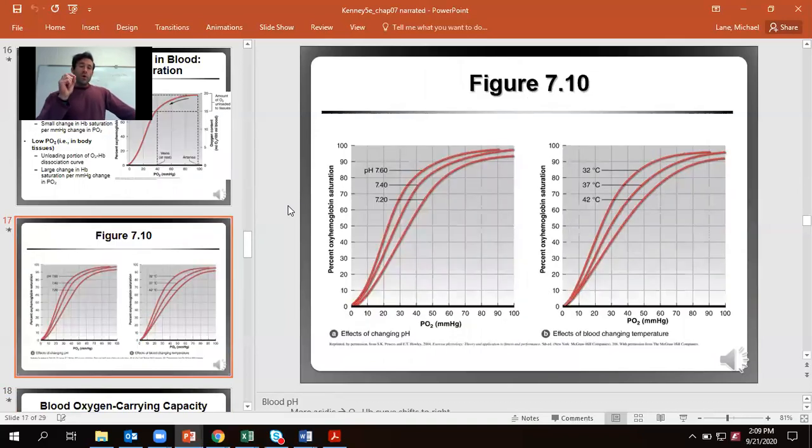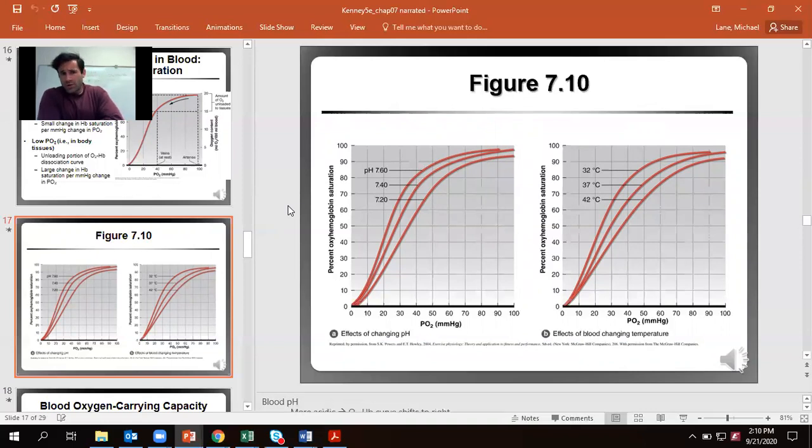Now, what's also interesting is the environment around the cell, not just oxygen, but the pH and the temperature are going to influence the dissociation of oxygen from hemoglobin. If you guys are looking at the graphs, and we're looking at the one on the left, we see as the pH decreases, notice how hemoglobin is releasing more oxygen. And then when we look at temperature, when the temperature rises, we are going to be releasing more oxygen.